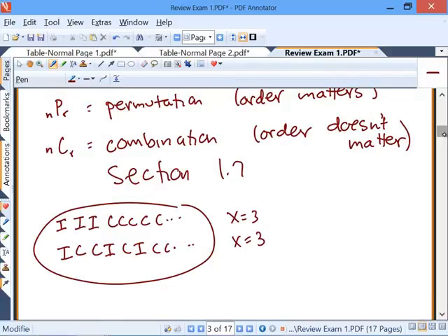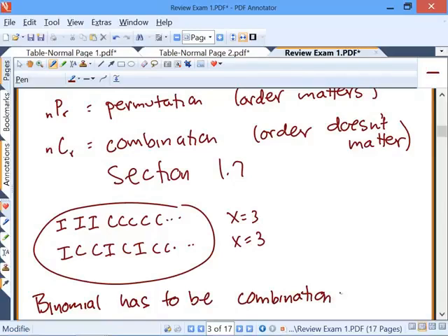So in the binomial distribution, do we have any permutations? Nope. By definition, binomial has to be combinations. Order doesn't matter. If you're ever given a scenario where the order would matter, it wouldn't be a binomial distribution. The binomial distribution always just counts your successes, so it just counts that there are 3 chips, and it never cares about the order the chips are in.